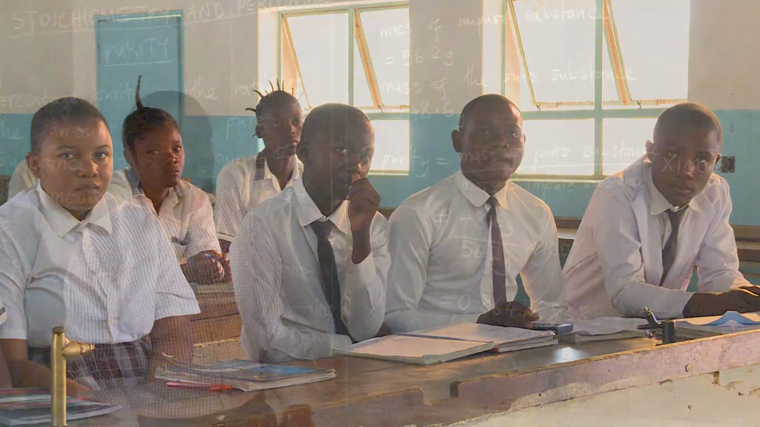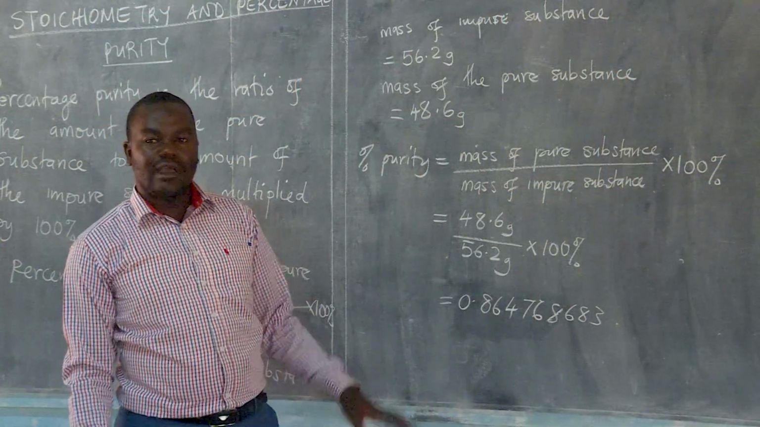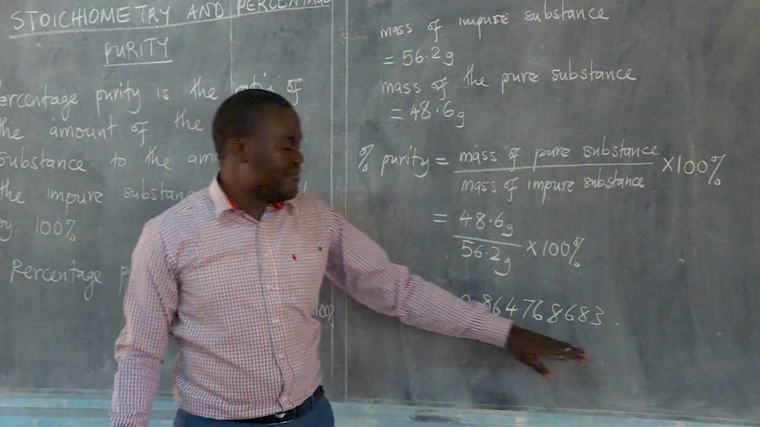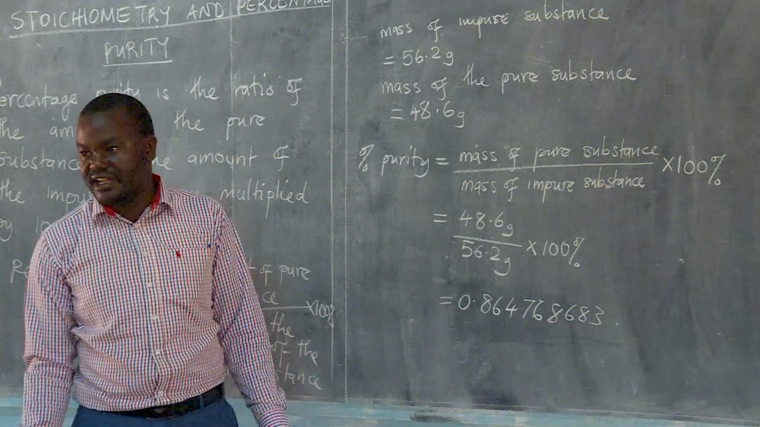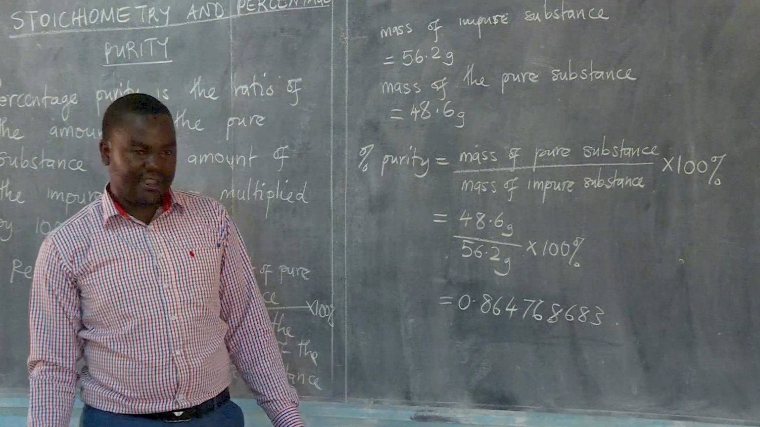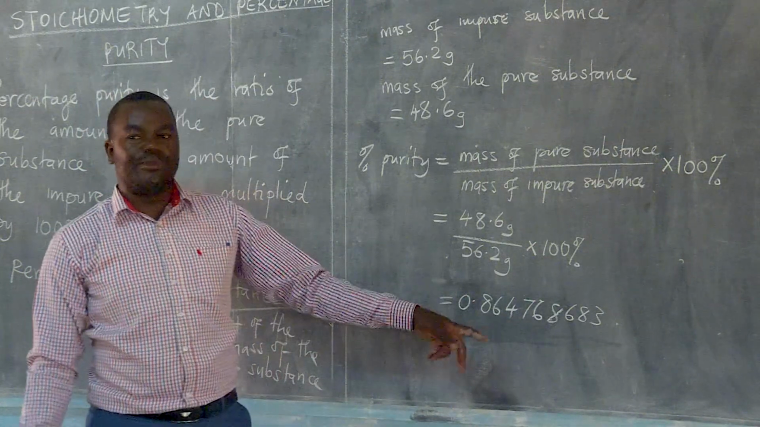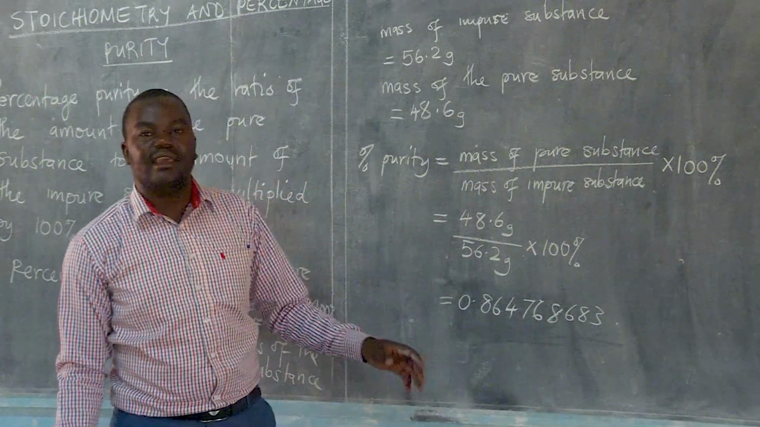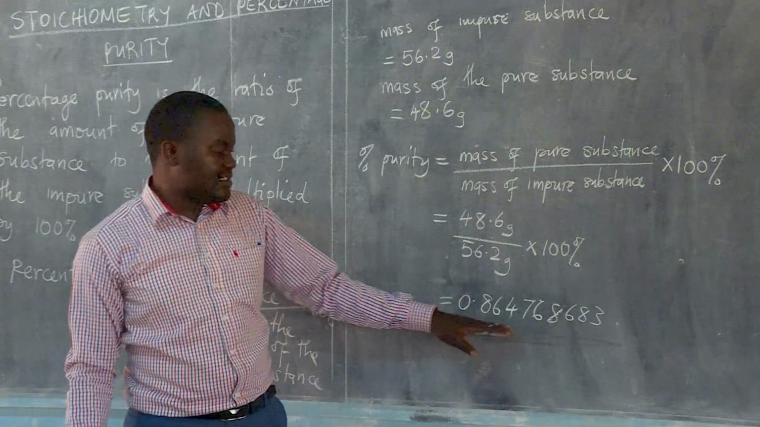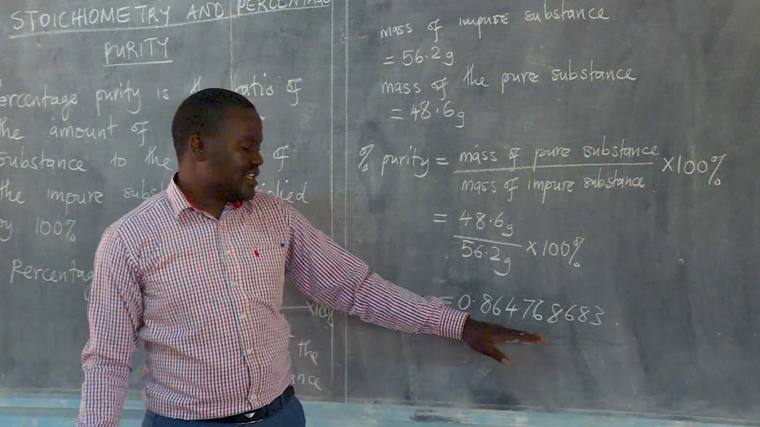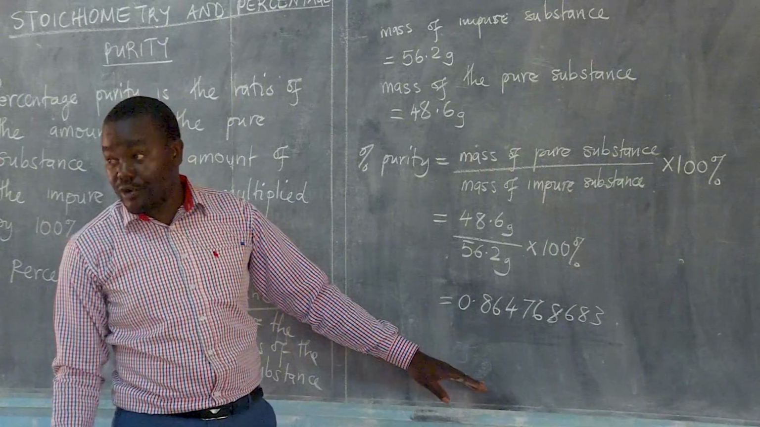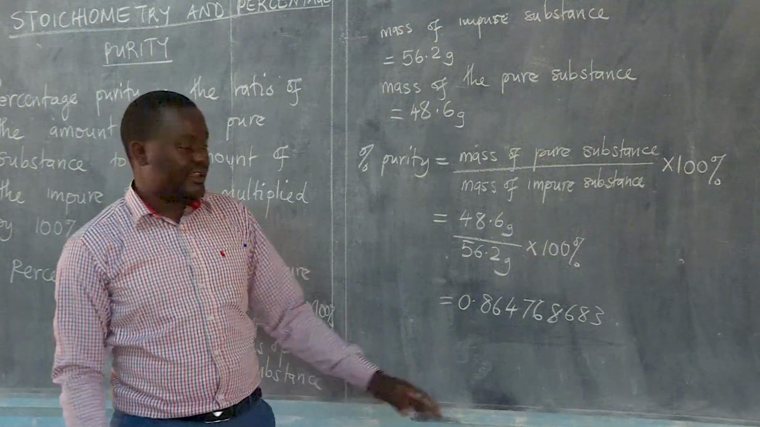0.864768683. Yes, it is advised that before you round off, you show everything the way it was appearing on the calculator. Are we together? Yes. So that the one who will be looking at the problem you've worked out is able to say, indeed, this number was like this. Now, on the next step, it has been rounded off. Are we together? Yeah, okay.